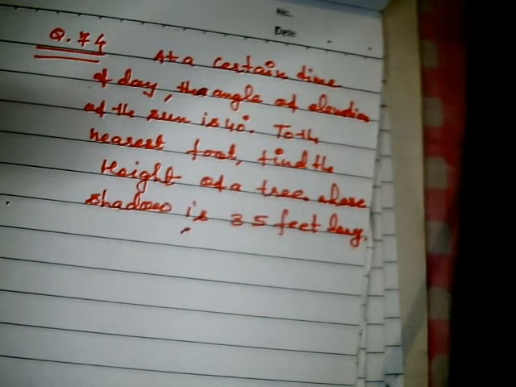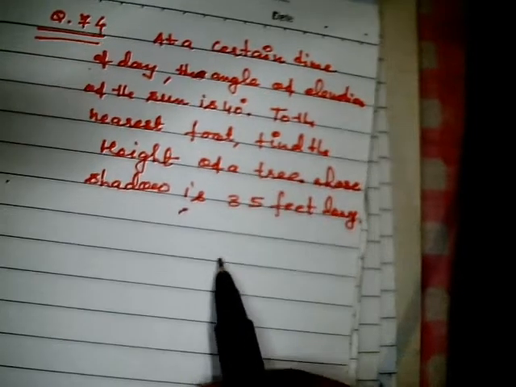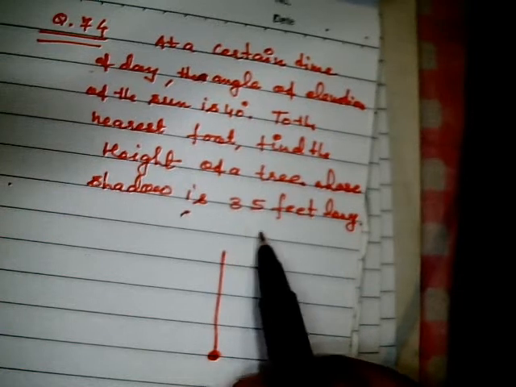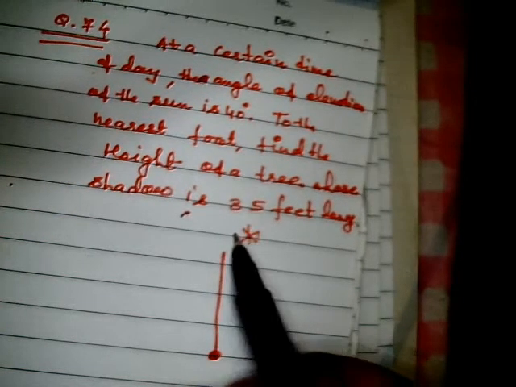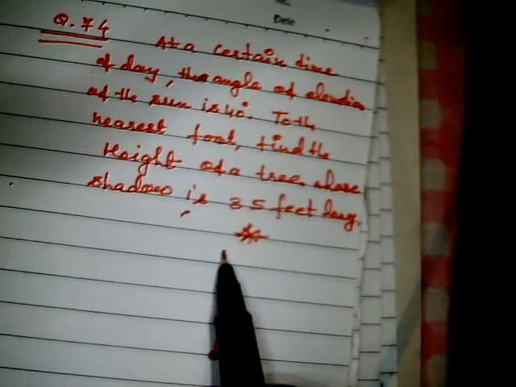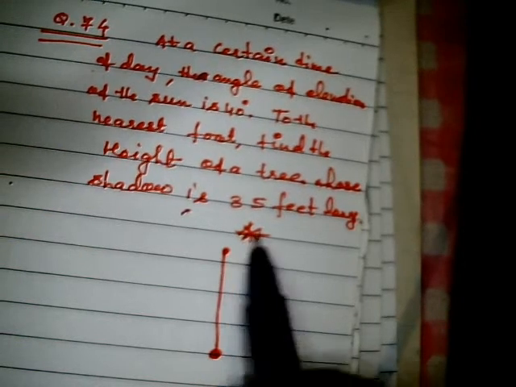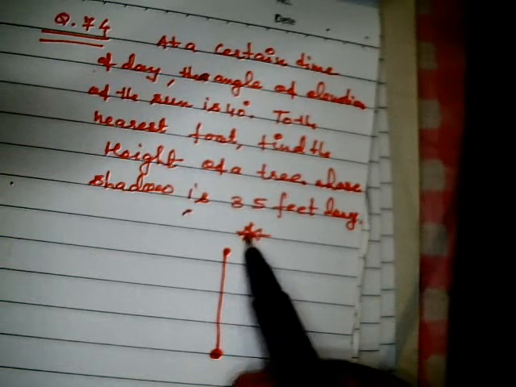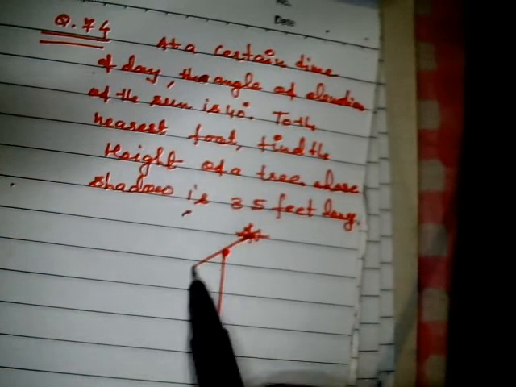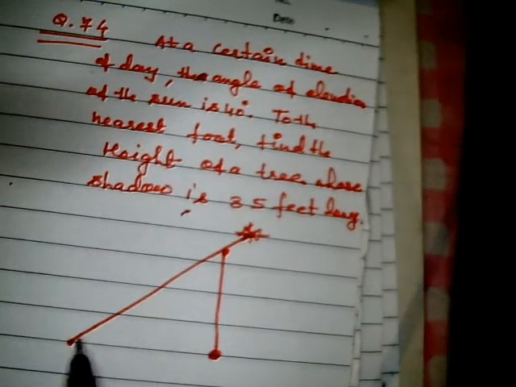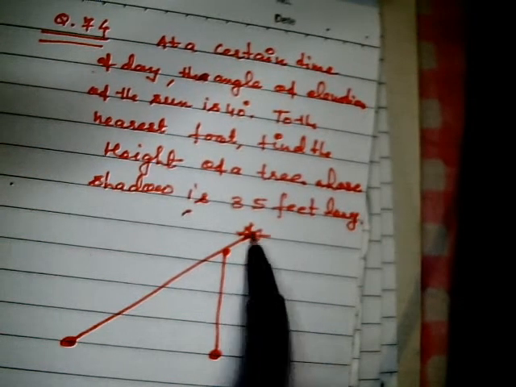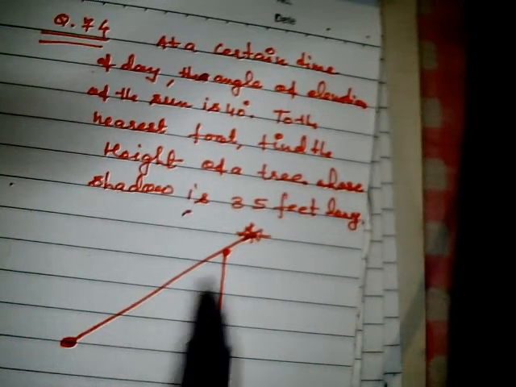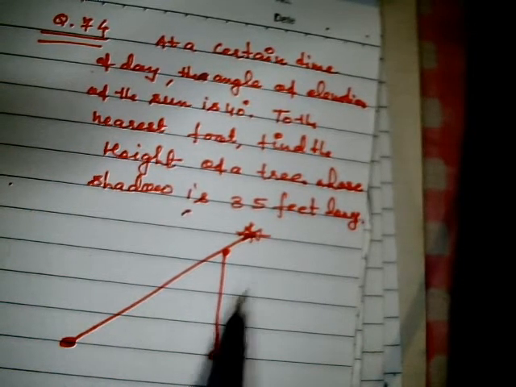Okay, what is happening over here? One tree is standing on the ground, and the sun's position is over here. The rays of the sun are passing through the tree at some height, and touching the ground. The sun is making an angle with the ground. What is given with these rays?